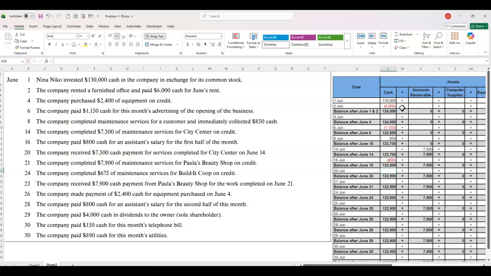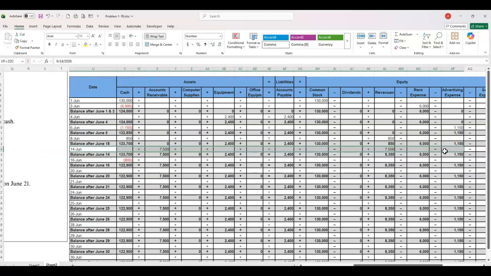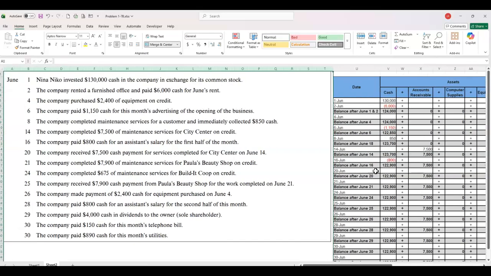On the 20th of June, the company received the payment for these services over here. Now, I've already recorded the revenue. I can't record the revenue again. I didn't earn the revenue again. I earned the revenue up here on the 14th. That's where it went in. See, if you notice on the 14th here, it went into revenue there on the 14th. Now, I can't put it in revenue again. What I did receive was the cash.